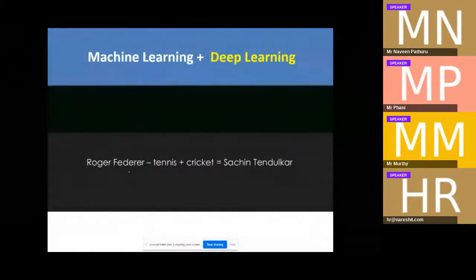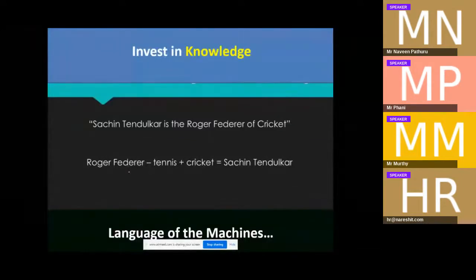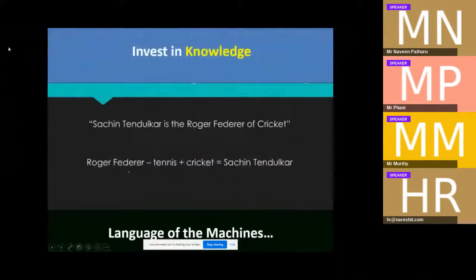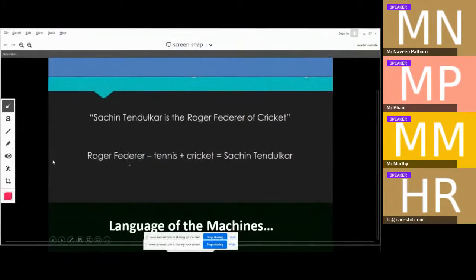Roger Federer minus tennis plus cricket is Sachin Tendulkar. This is the language of the machines. What it means is, when we give data to machines, they come up with patterns like this. They indicate patterns like this. They say Roger Federer minus tennis plus cricket equals Sachin Tendulkar. What does that mean? What Roger Federer is to tennis, Sachin Tendulkar is to cricket. Sachin Tendulkar is the Roger Federer of cricket.